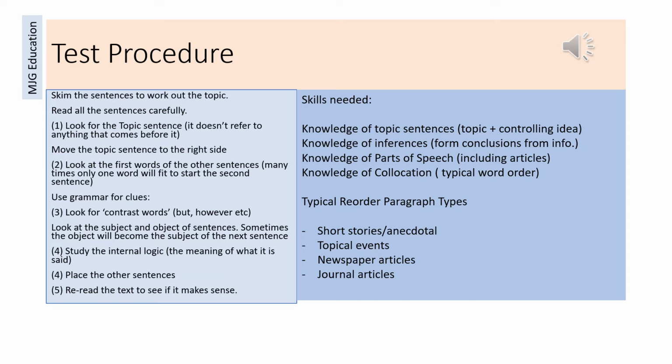Look for the topic sentence. Usually it doesn't refer to anything that comes before it, and that's the clue. This task is really about referentiality. They use pronouns that refer back to nouns, and that's how you're supposed to figure out the order. Gets a little complicated sometimes, but generally you can find the topic sentence immediately. After you read all the sentences once, it's the only one that doesn't refer to anything. It just kind of sits there in the middle. Move that topic sentence to the right side at the top of the page.